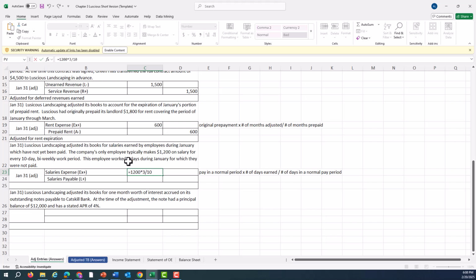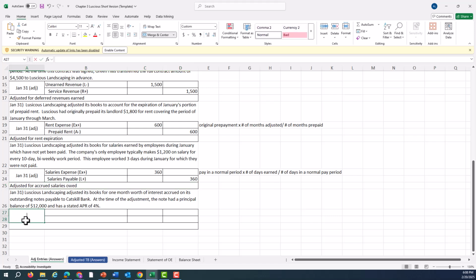So if they worked 3 out of the 10 days for which they're going to be paid coming up, we've got to recognize 3/10 of their next paycheck as a salary expense during this period. And 1,200 times 3/10 is $360. And this is another instance where we're recording the expense before cash is going to change hands. So we adjusted for accrued salaries owed.